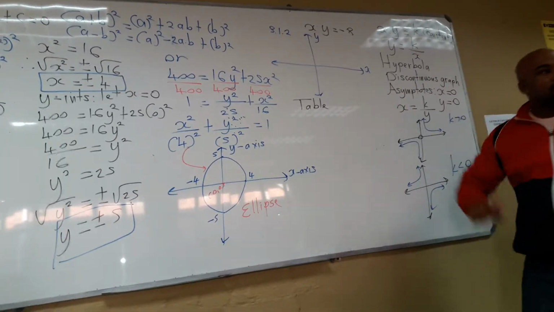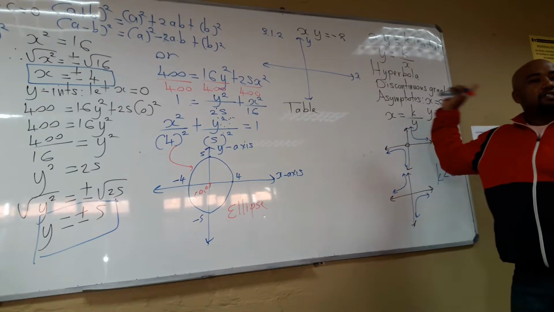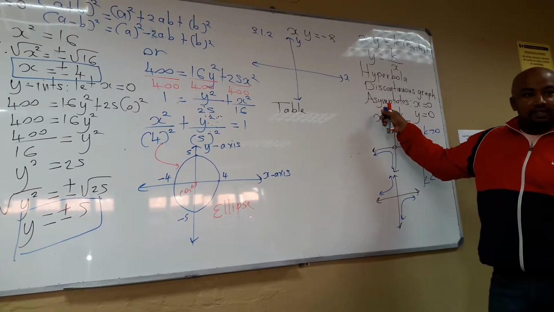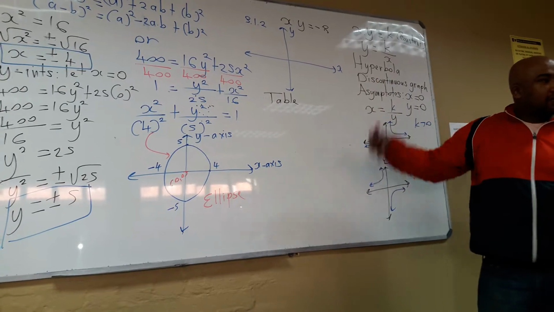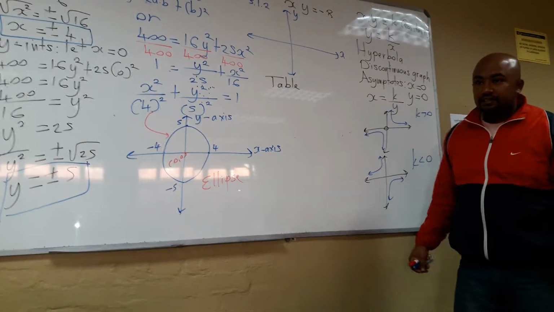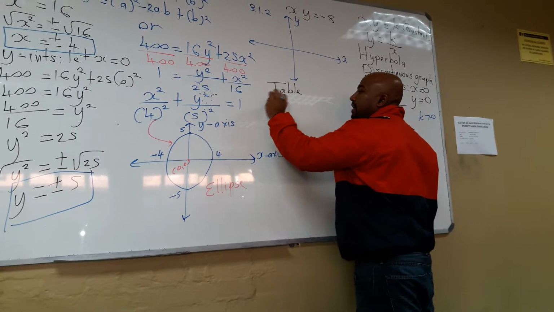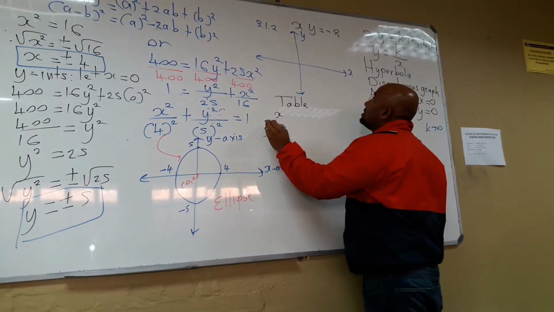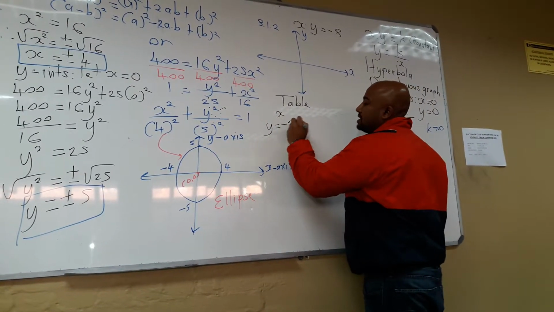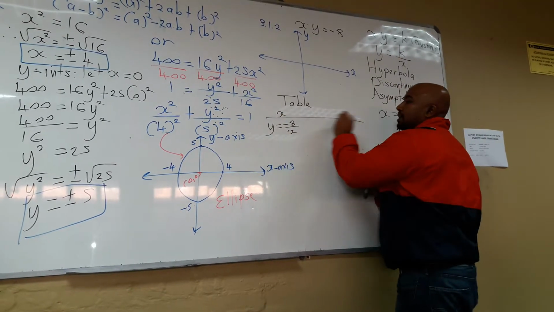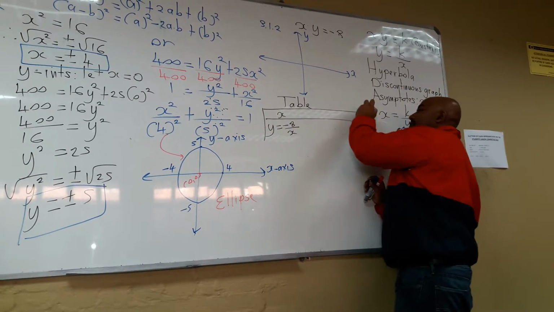It's not the same as x-intercept, y-intercept. There is no x-intercept and y-intercept. It's not touching the x-axis. So let's use a table. We got x and then we have y is equal to minus 8 over x. Let's get a few points.